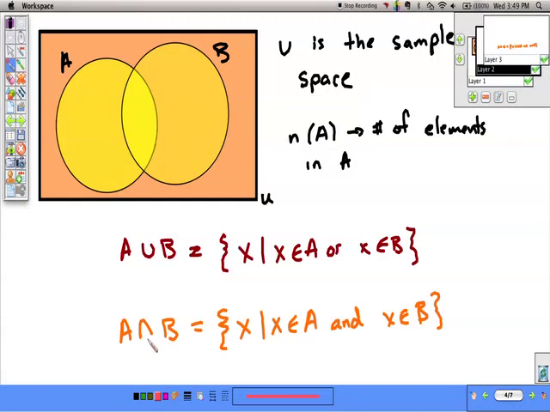A intersect B is defined as being the set of all x's where x is an element of A and x is an element of B. That is going to be just this part. That is the intersection of set A and set B.